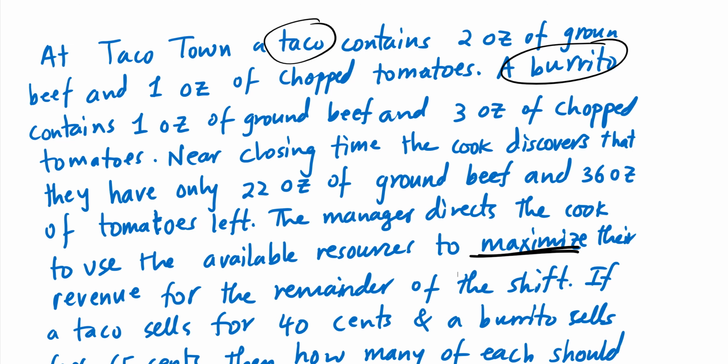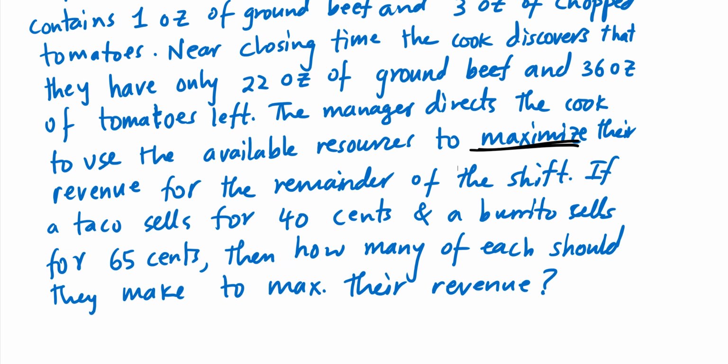First thing, they ask us to maximize the revenue for the remainder of the shift. If a taco sells for 40 cents and a burrito sells for 65 cents, as you can see, they're talking only about tacos and burritos. Then how many of each should they make to maximize their revenue? This is a very interesting problem as a real life application. At the end here, they ask us the number of tacos and the number of burritos to maximize the revenue.